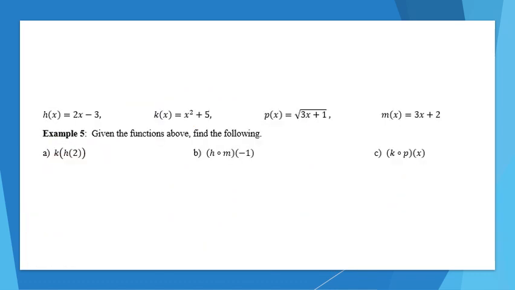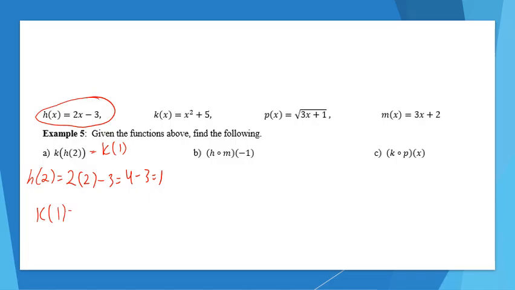All right, now let's try example 5. Pause the video now, and I'll give you guys a few minutes for this because I'm about to go over the answers. So here we want to find k of h of 2. First, let's just find h of 2, which is using this equation here. So 2 times 2 minus 3, 4 minus 3 is 1. Now we just want to find k of 1, which is 1 squared plus 5, that's just 1 plus 5, which is 6. So 6 should be our answer for part A.